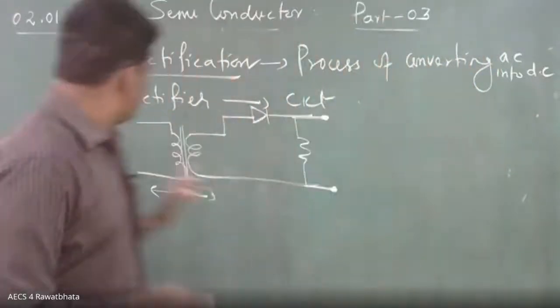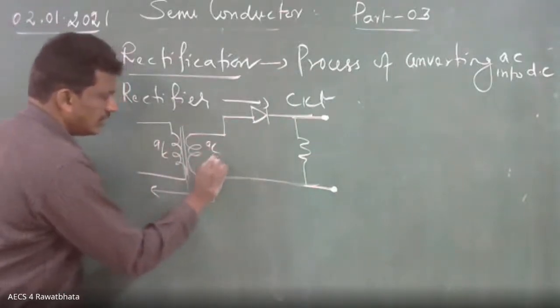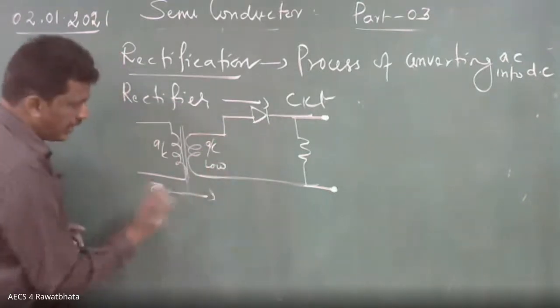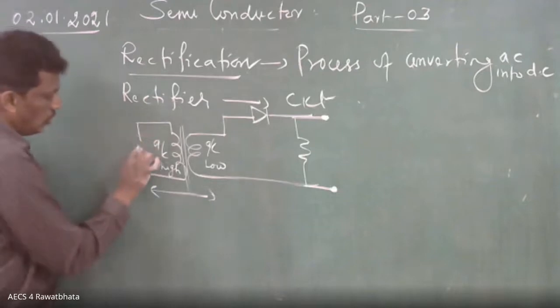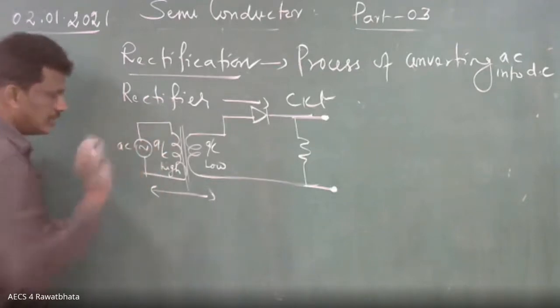Really, I am telling that point because whenever I ask about the transformer, students answer AC into DC. So here also AC, here also AC. Here AC with low voltage, and here with high voltage. That's all. So what is the input you are giving? That is AC. Very important.